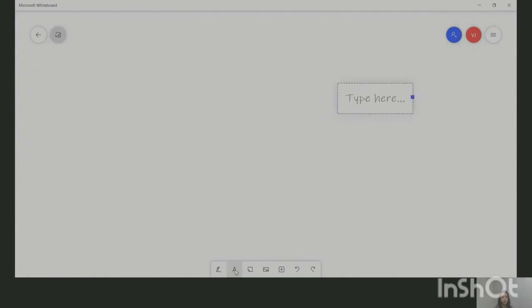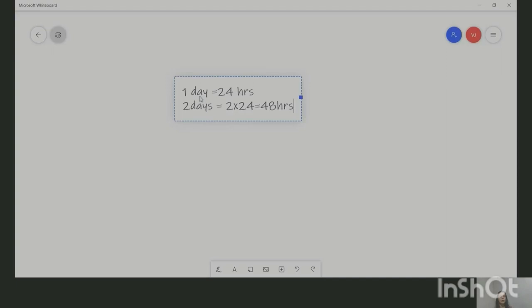Now the third relation is between days and hours. We know that 1 day is equal to 24 hours. One day has 24 hours. If I have to find out how many hours are there in 2 days, I write 2 multiplied with 24, and after multiplication I'm going to get 48 hours.